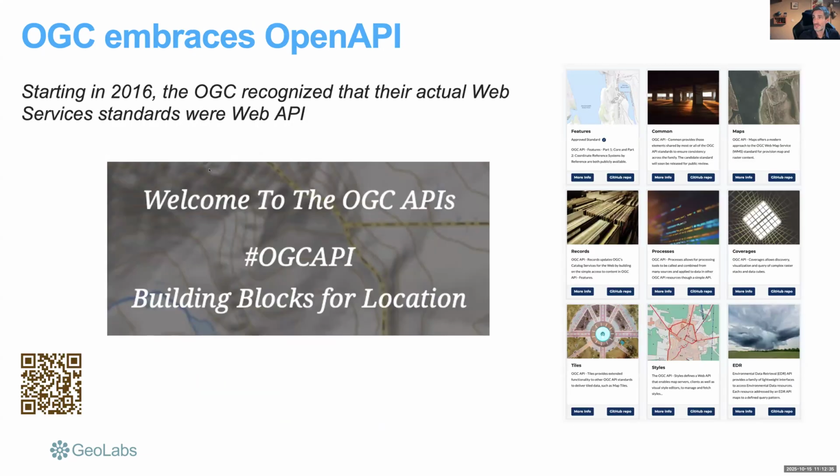came in 2016, and OGC moved the web services standards I was mentioning earlier, such as Web Map Service, Web Coverage Service, and Web Feature Service, to web APIs. So you can see on the right-hand side the multiple APIs provided by the OGC, such as OGC API Features, OGC API Common, that we will discuss a bit more later on, OGC API Maps, OGC API Records, Processes, Coverages, Tiles, Styles, and EDR.